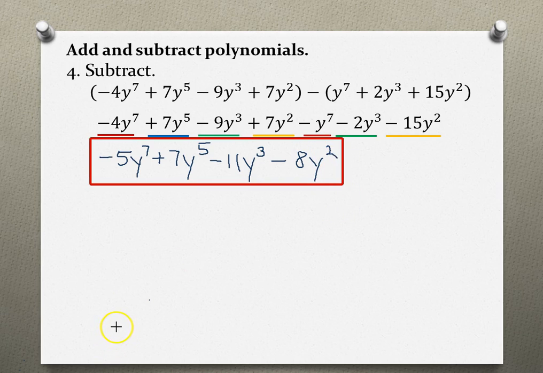If there are no additional like terms, and as you can see by the variable and the exponent, they are all different, then this is our final answer for this problem.